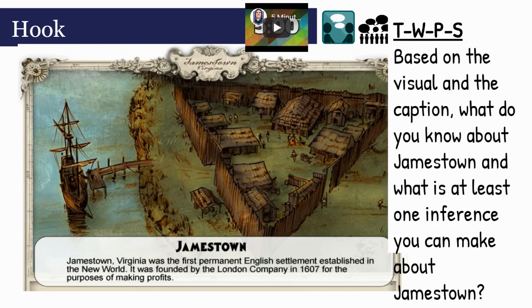In your Google Classroom, the next section has a section for Think, Write, Pair, Share, and it's an open-ended response. I want you to write everything that you know about Jamestown based on this visual and caption, and one inference that you can make about Jamestown. Go ahead and pause the video. Take your time to read and analyze what you see and make your inference at this time.